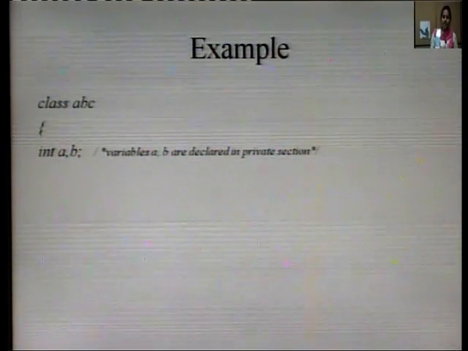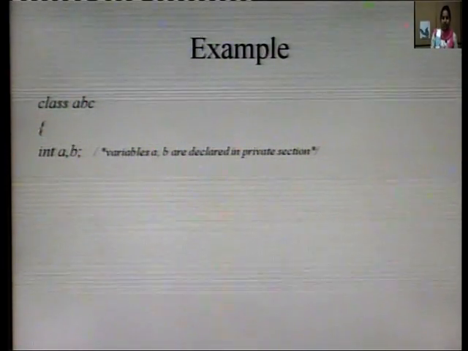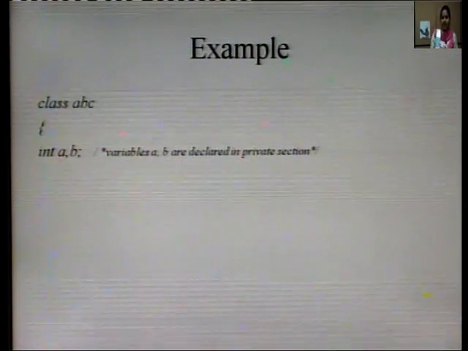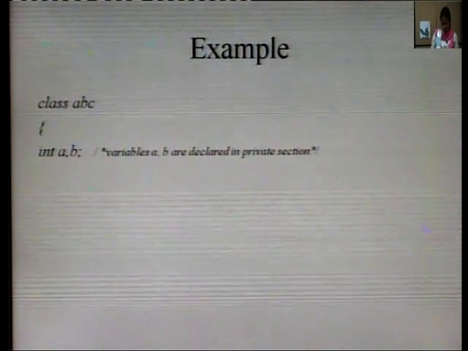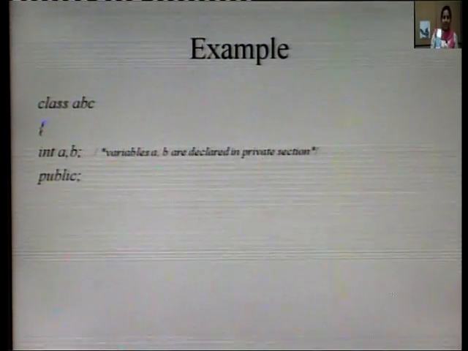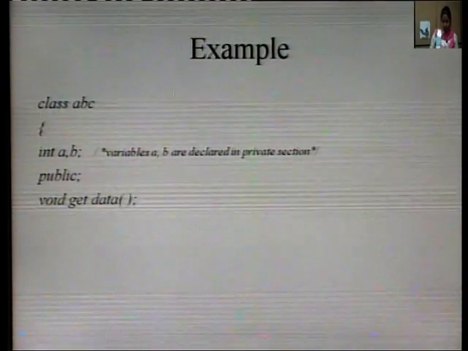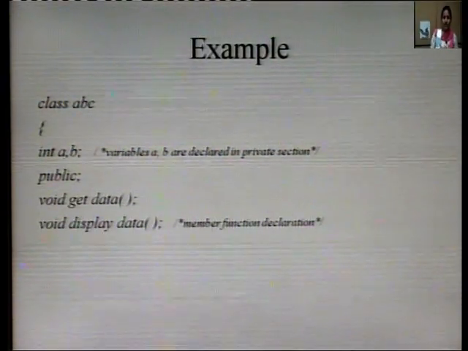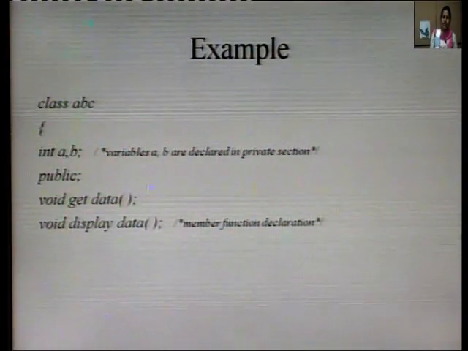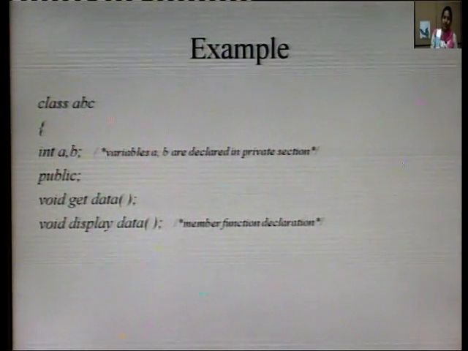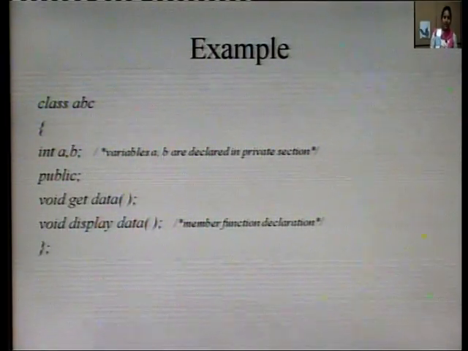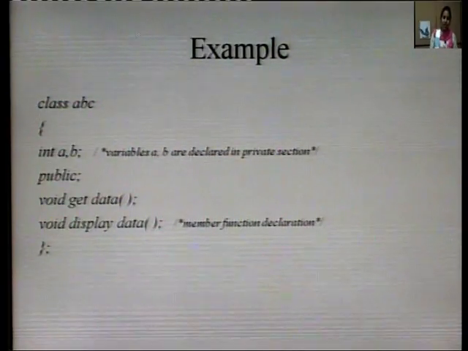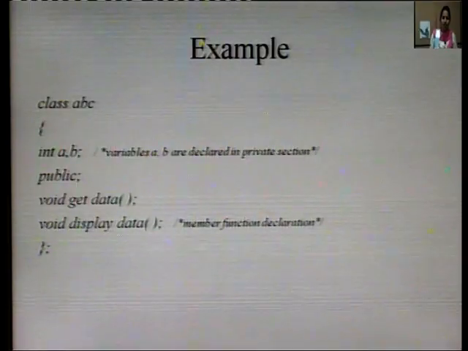Here we have not specified any section. As we already know, if we do not specify any section, by default it is the private section. So the a and b variables are hidden from outside functions, it is private. Then comes the public. In public, we define two functions, void getdata and void displaydata. These two member functions can be accessed outside the class because they are declared under the public section. Then we close the curly brace and put a semicolon. The semicolon indicates the end of a class.